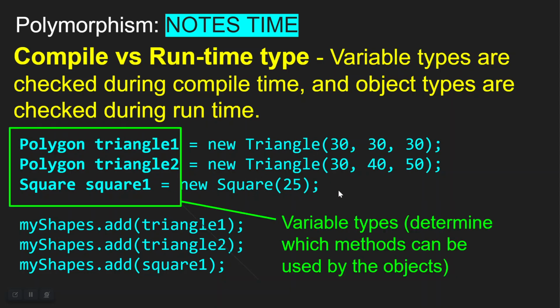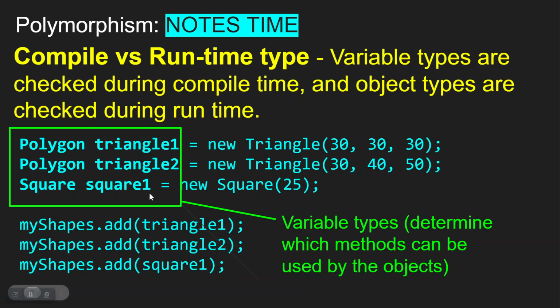So what that means is variable types over here determine which methods can be used by the objects. So any method that is in the Polygon class can be utilized by triangle1 and triangle2. Those two objects can call any method that's in the Polygon class.